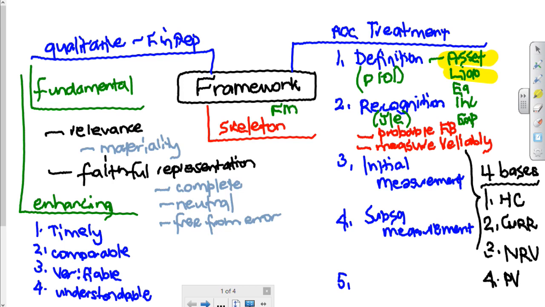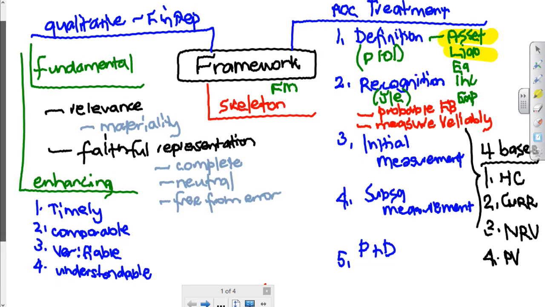Then our measurement bases, there are 4. And then the last step of accounting treatment is presentation and disclosure. It's how we present this information then in our financial statements. Presentation and disclosure is not covered in framework at all. Presentation and disclosure is covered in the Companies Act. It's covered in IFRS, in the different IFRS standards. It's covered in King.